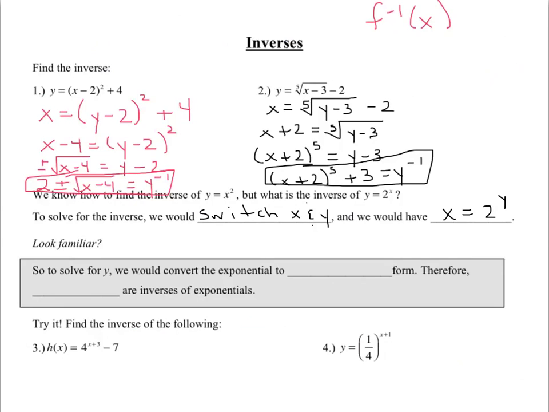And then remember, our third step is to solve for y. Well, this time we have y as an exponent, so in order to solve it, we would eventually have to convert it into a logarithmic form, which leads me to my box here. To solve for y, we would convert the exponential to logarithmic form. Therefore, logarithms are inverses of exponentials.